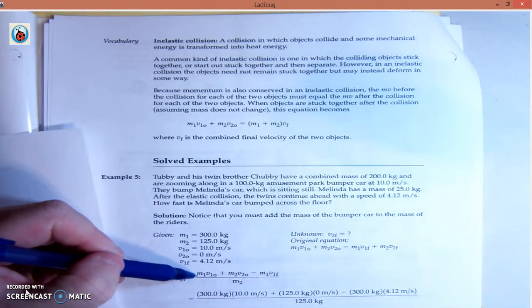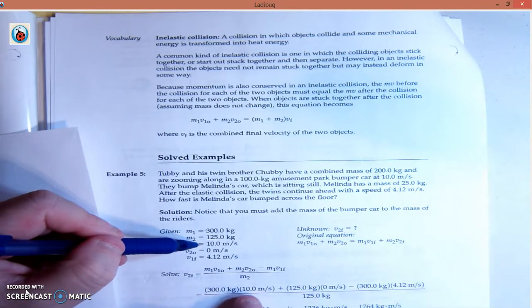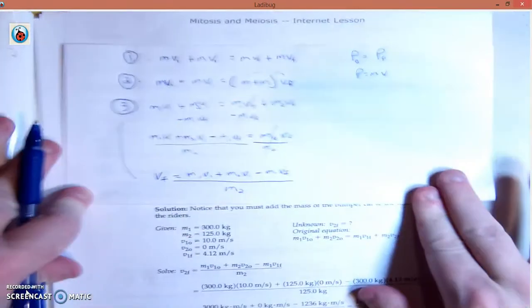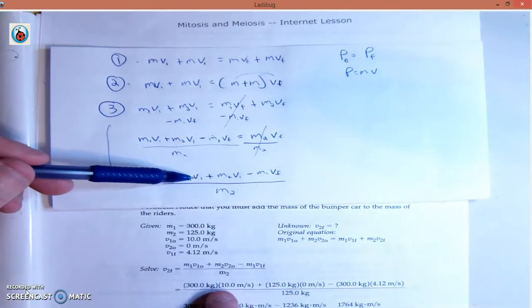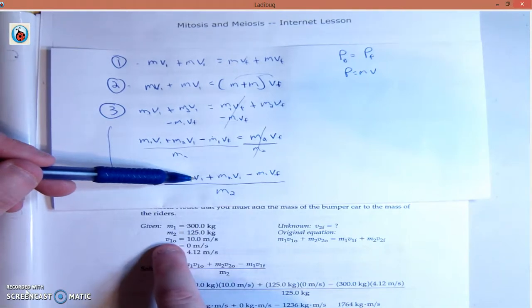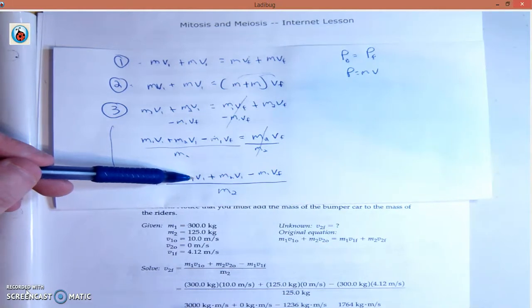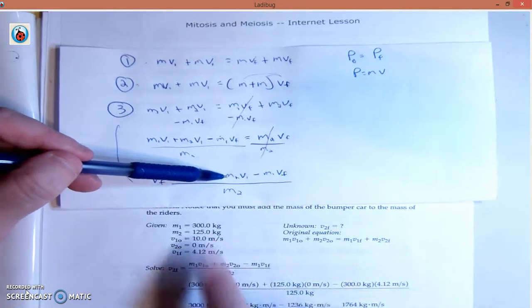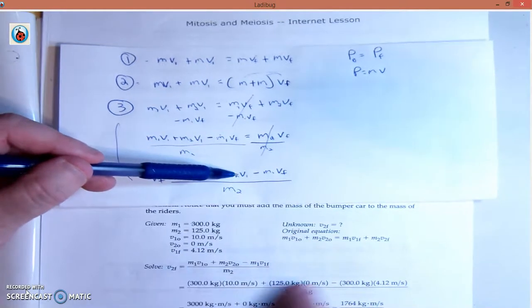Mass of object 1 goes here, times the velocity of object 1 here, plus, so I'm going to fold this so we can kind of see what we're doing here. So mass of object 1 goes here. Velocity of object 1, velocity is here, so object 1 initial velocity 10. 300 times 10, so that's why that says 3,000. Plus the mass of object 2, which is 125, times the velocity of object 2, which is 0. So we know this is going to end up being 0.